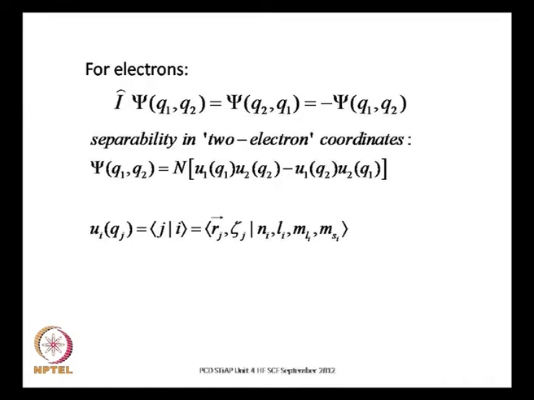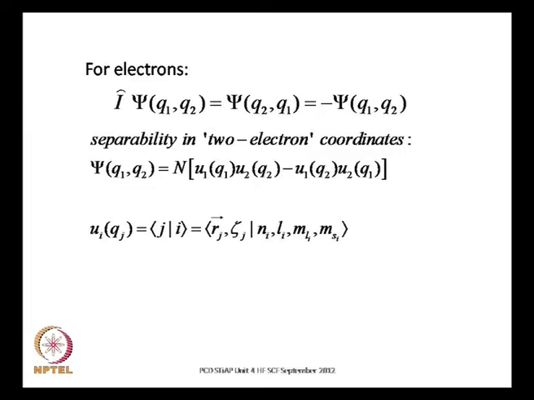And an obvious way of doing it would be to write it as a product of these one particle wave functions, u1 q1 u2 q2 minus u1 q2 u2 q1. Because if you interchange q1 and q2, this changes sign. So, it meets our essential requirement of an antisymmetric wave function. That is what an antisymmetric wave function means. Fermi Dirac wave functions are antisymmetric, because when you interchange particles, this sign changes.